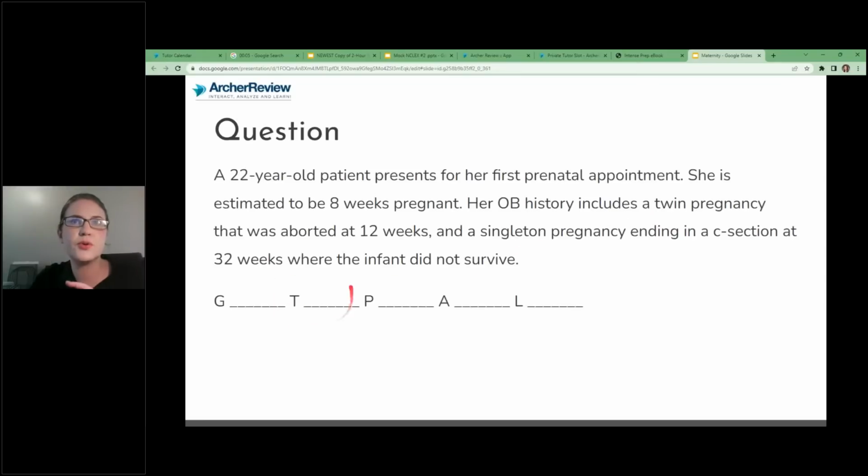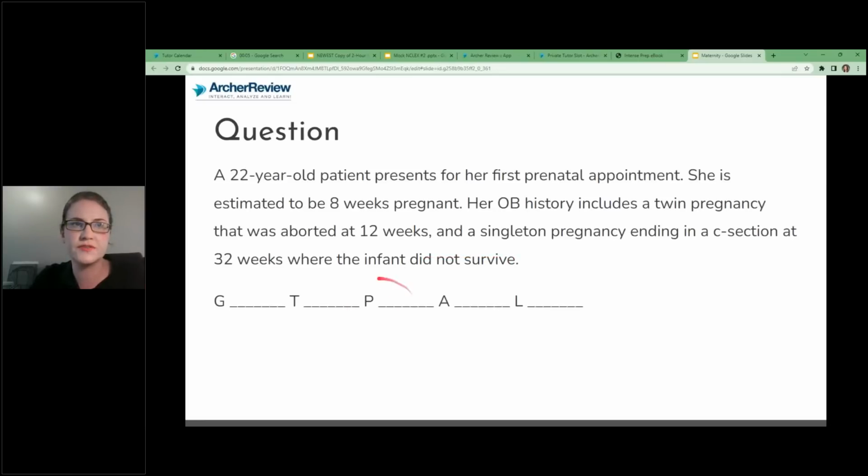Okay, how many of her pregnancies made it to term? How many made it to term? What would the T be? Yes, the T would be 0. It would be 0 because no pregnancies made it to 37 weeks or beyond. They all ended before 37 weeks. So it would be a 0.